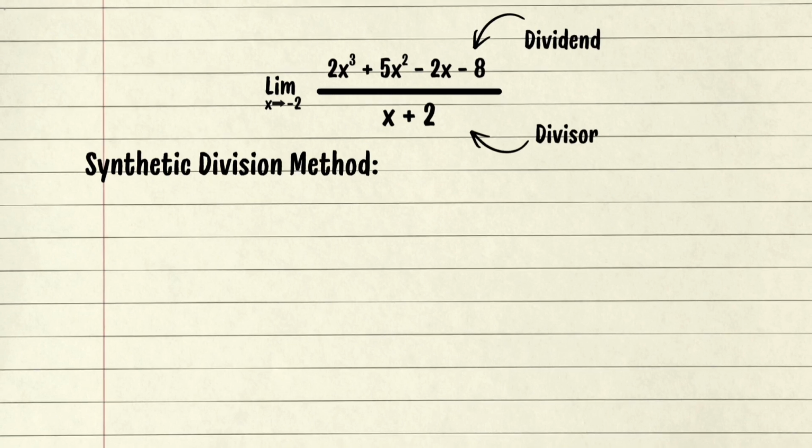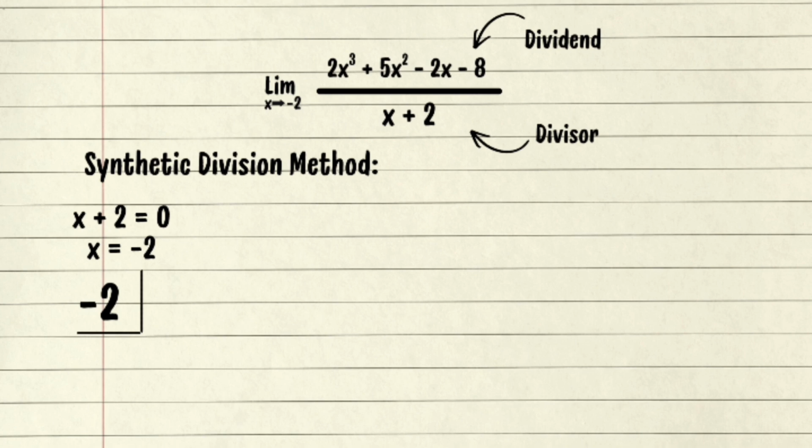So here, our first step would be solving for the value of x. To do that, we must take the divisor, x plus 2 equals 0. We will only have to transpose the value of our constant, which is positive 2. In the rule of transposing, the sign should be the opposite. So x is equal to negative 2.